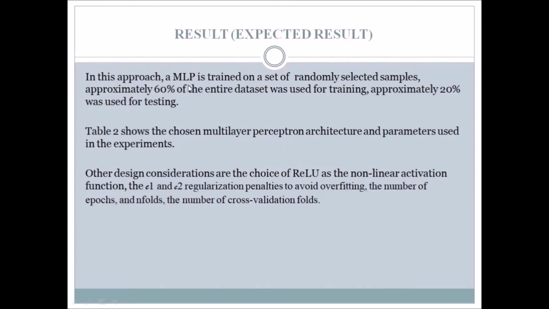Now, what results are we expecting in this research? In this approach, a multilayer perceptron is trained on a set of randomly selected samples. Approximately 60% of the entire data set was used for training. Approximately 20% was used for testing. The next table we are going to see, table 2, shows the chosen multilayer perceptron architecture and parameters used in the experiment. Other design considerations are the choice of ReLU as the nonlinear activation function, the L1 and L2 regularization penalties to avoid overfitting, the number of epochs, and the number of cross-validation folds.